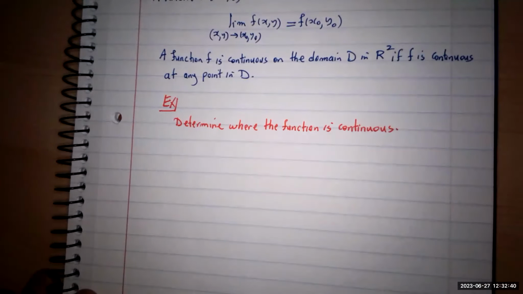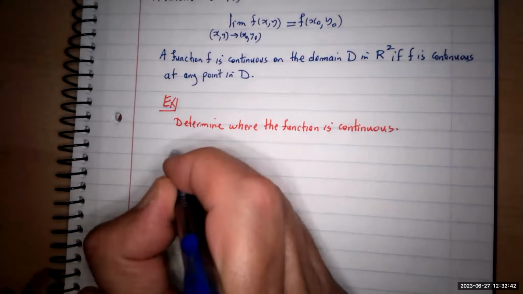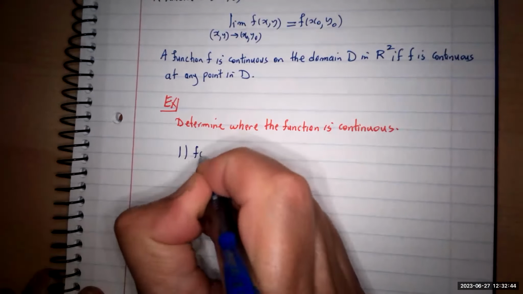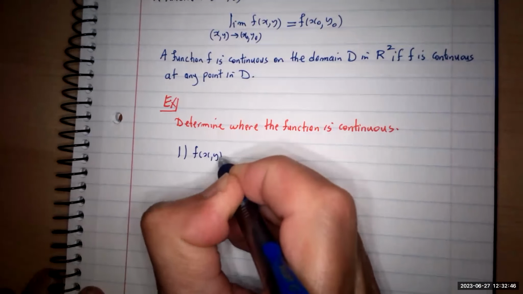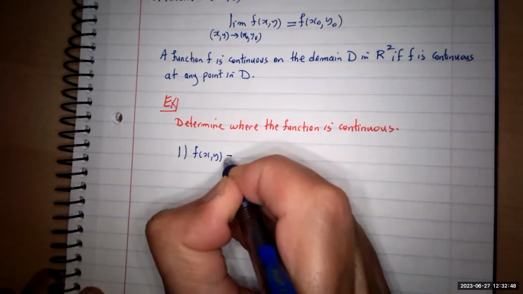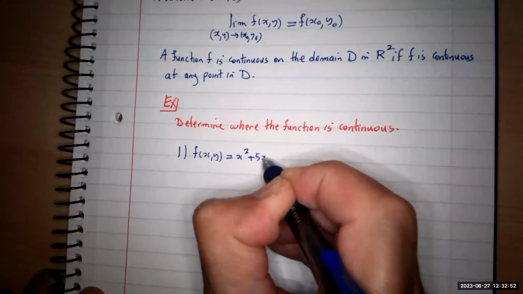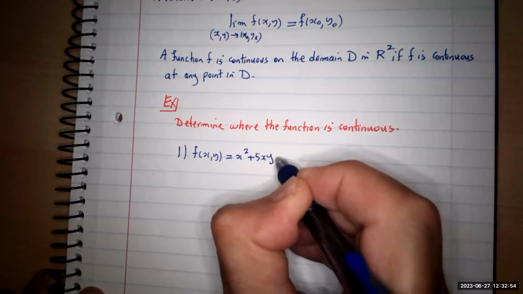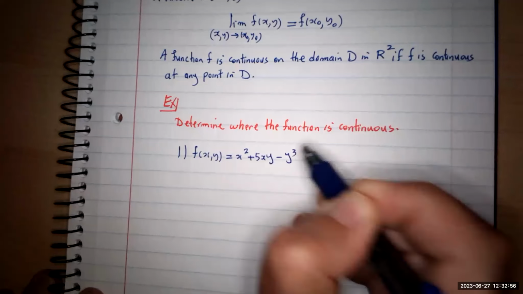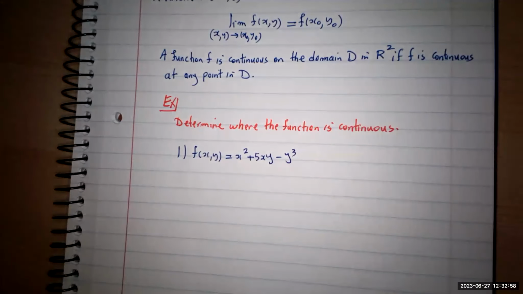As usual, the first one is going to be polynomial type. F of x, y is equal to x squared plus 5xy minus y cubed. You know that restriction comes when it's not going to be a square root.